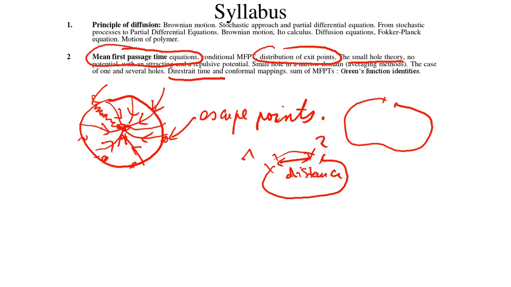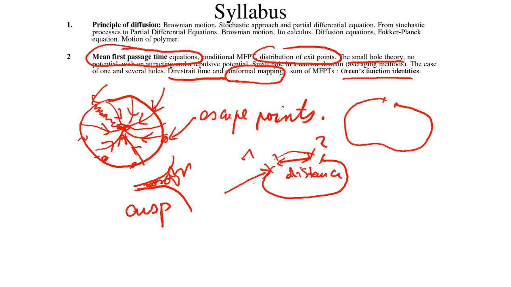I'll further discuss the dire strait time, which is the time it takes for a particle to enter into a cusp here, which is much harder than just finding something located on the surface. And for this we will have to use the theory of conformal mapping. I will also spend some time on defining what Green's functions are.